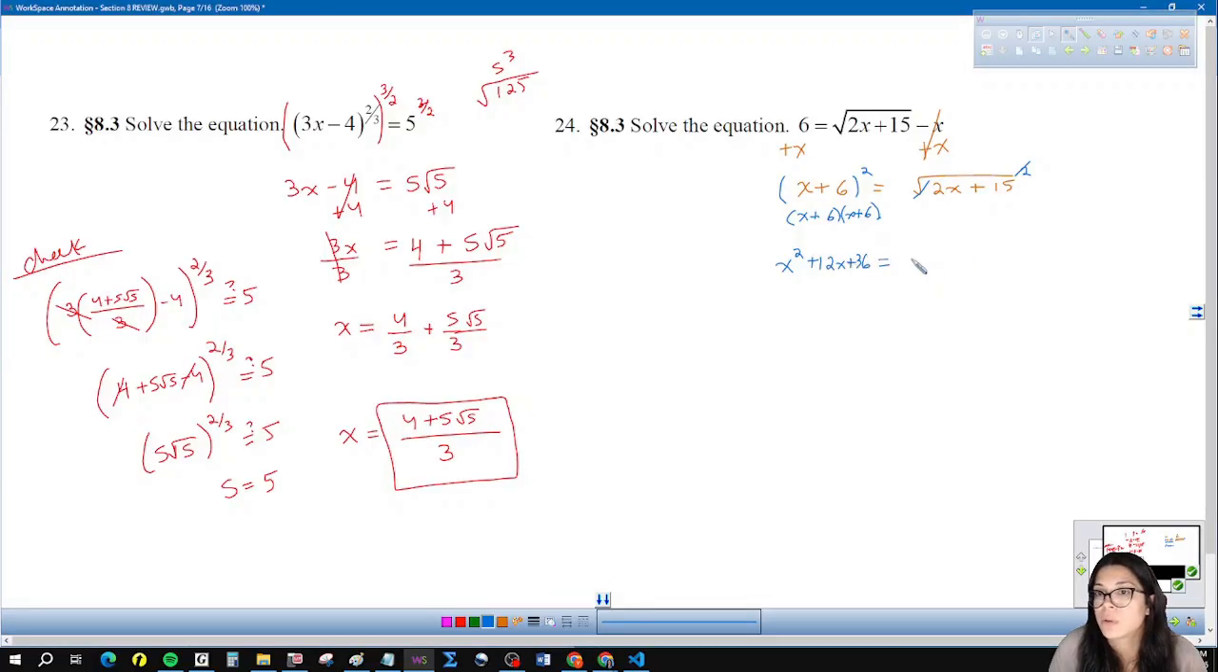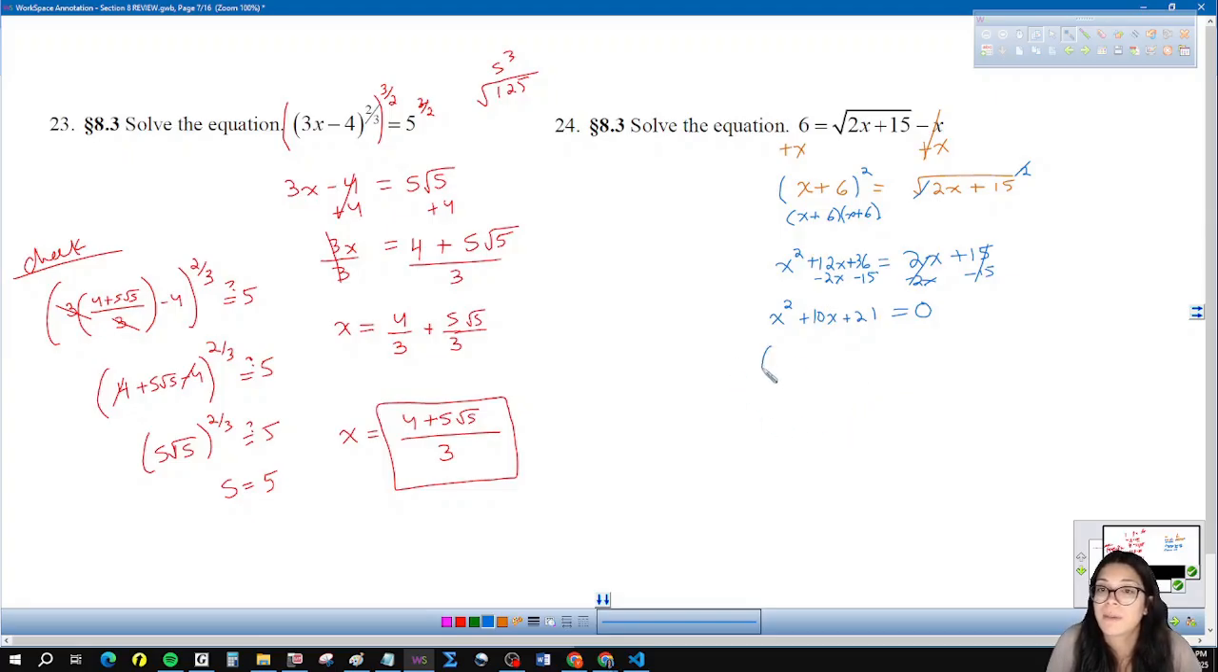On the right side, of course, we just have 2x plus 15, which now we have a quadratic. So I'm going to get equals 0, so I could try to solve this by factoring. I would subtract 2x from 12x, which would mean that that's 10x. And I would subtract 15 from the 36, which means that's 21.